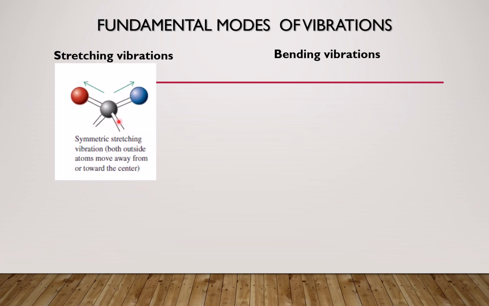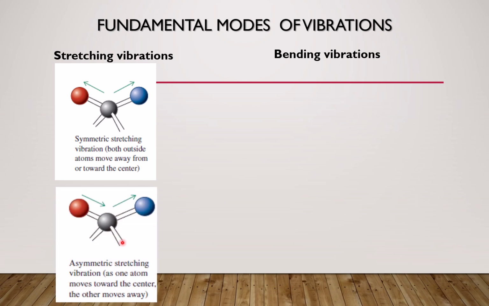First is symmetrical stretching, where, if we consider these three atoms, both the blue and red outside atoms are pulled outward and then pushed inward. So both outside atoms move away from or toward the center. This is called symmetric stretching vibration. Second is asymmetric stretching vibration, where one atom moves towards the center and the other atom moves away from the center. Then it is called asymmetric stretching vibration.